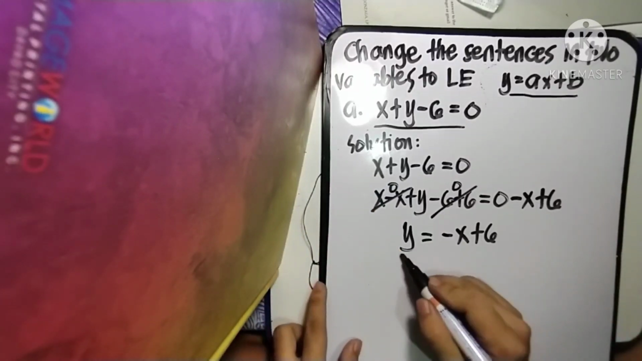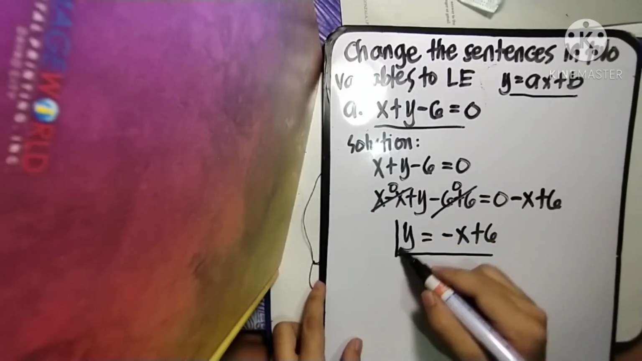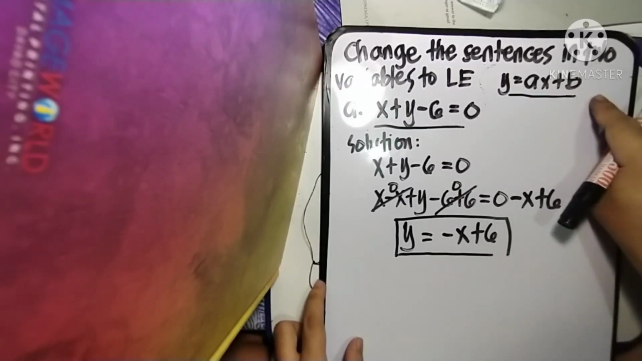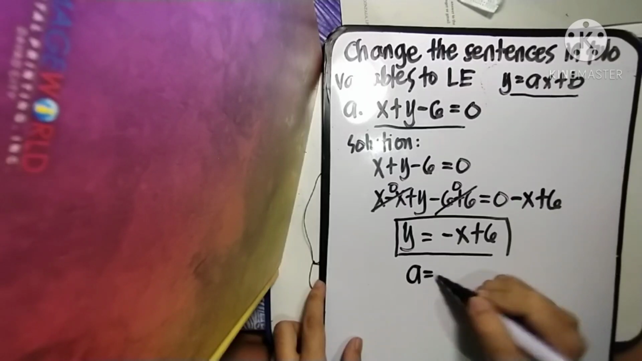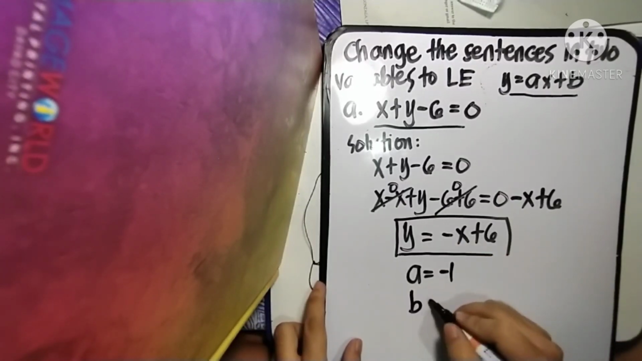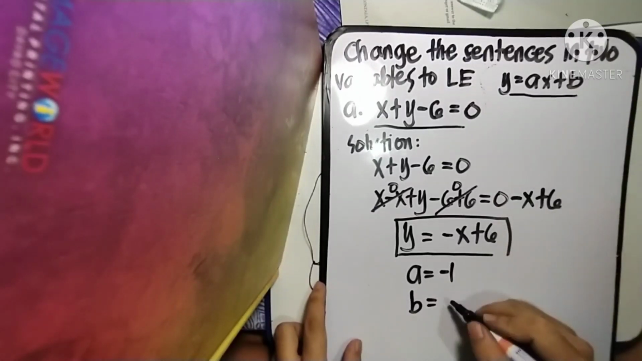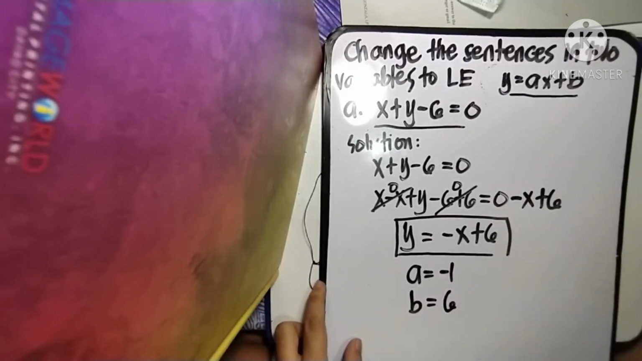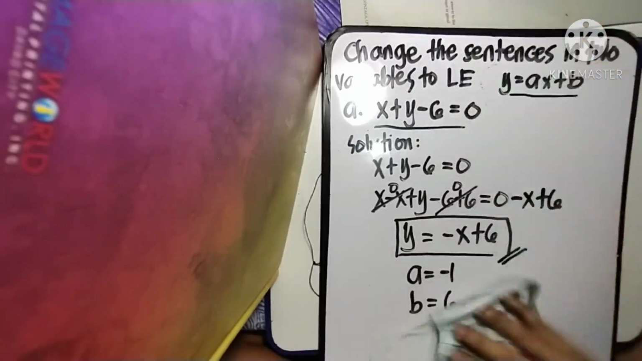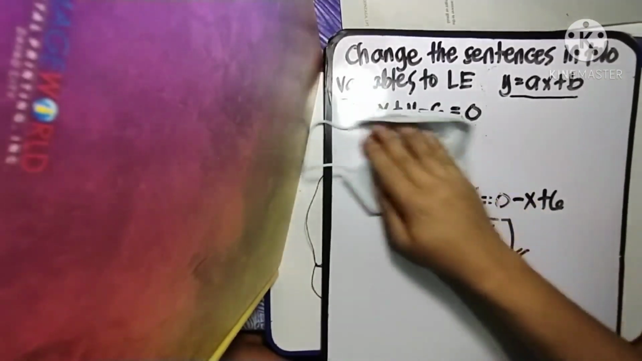So this is now the linear equation of the form y is equal to ax plus b, where our a is equal to negative 1 and our b is equal to positive 6. Okay, so this is now the linear equation of the form y is equal to negative x plus b. Okay, next example, let us try another example.